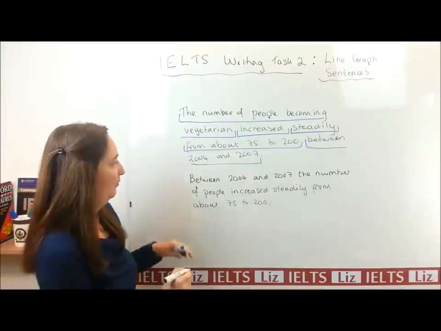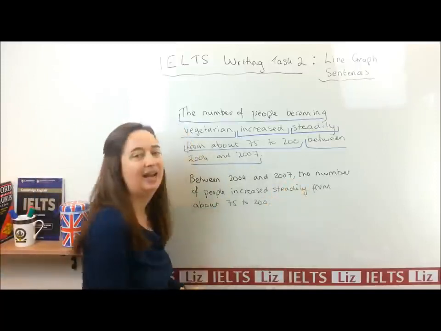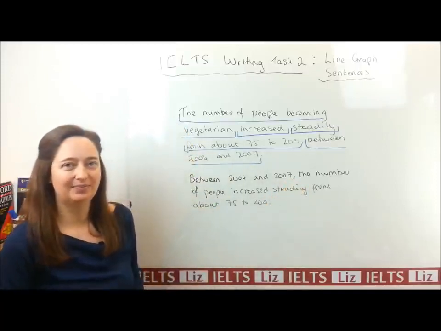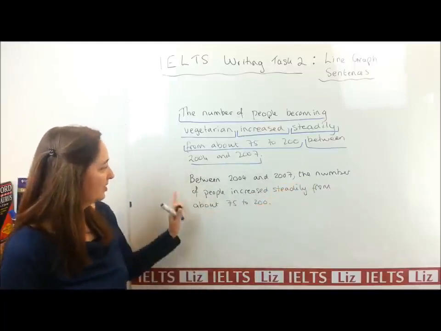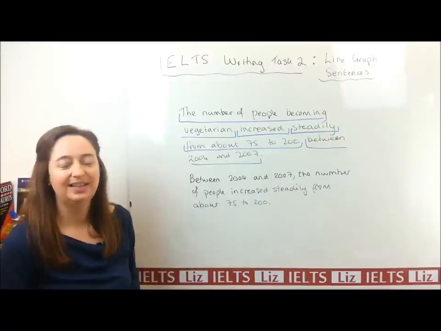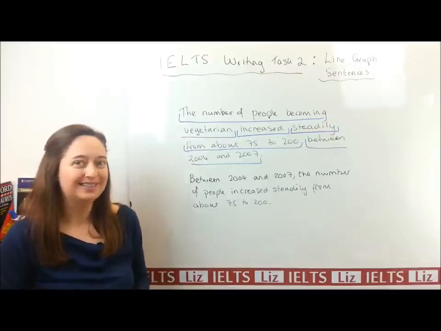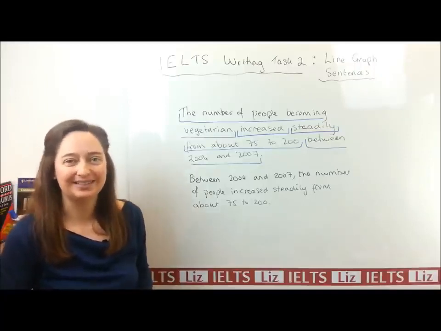Often when we put the date first, we have a comma after that. And then we have the number of people. So that's one way to change it. Now, there are more ways. Let's have a look at another way.